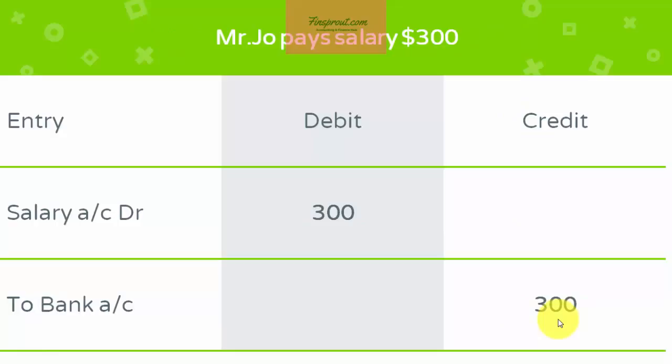Mr. Joe pays salary worth 300. Now salary is expense, so we will debit salary and bank balance of Mr. Joe will reduce, so we will credit bank. Entry is salary account debit $300 to bank account $300.